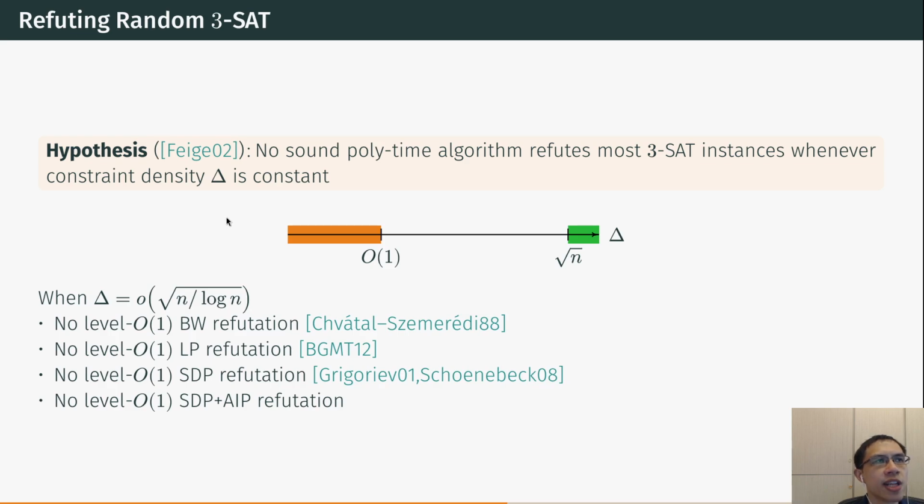Our results are the most interesting if you consider random 3-SAT-like free sets. The more constraints, the easier it is to refute a random instance. At constraint density above square root n, there are polynomial time refutation algorithms. At constant constraint density, Feige conjectured there are no such algorithms. Previous work ruled out hierarchy refutations at constraint density slightly below root n, and we improve the results to SDP plus AIP.